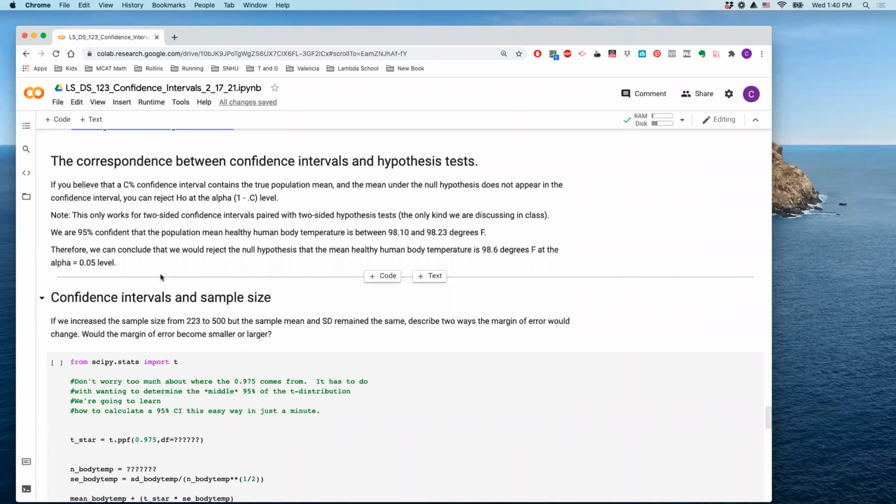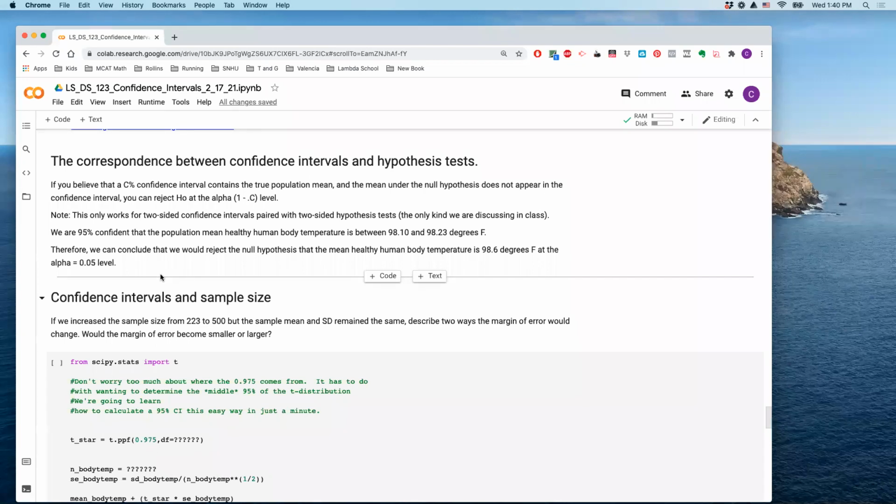98.6 degrees is not in that interval. So that was my old null hypothesis value. So I take my null hypothesis value, 98.6 degrees, and I ask, is it in the confidence interval? It's not. That makes me think, oh, that's probably not a very good guess about the true population mean, because it's not in my range of good guesses about the population mean. So I'm going to reject the null hypothesis.